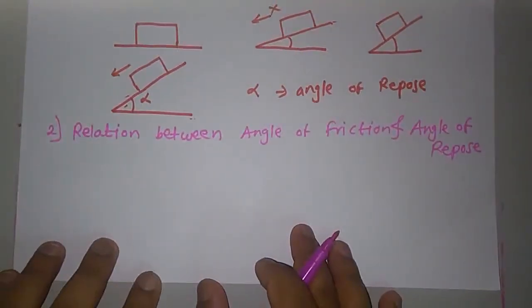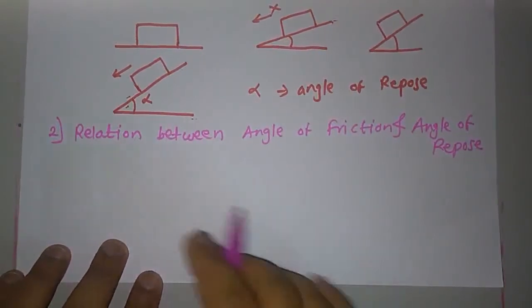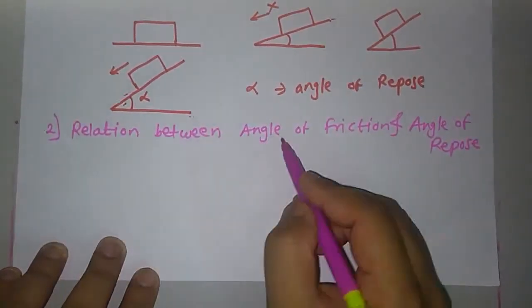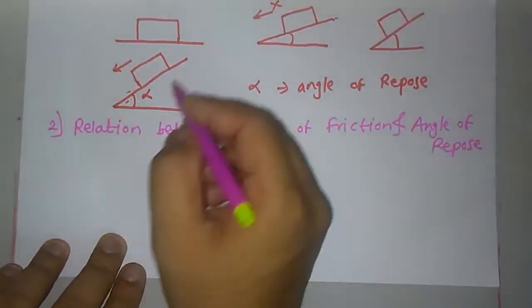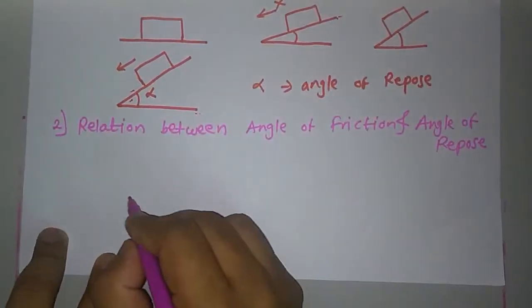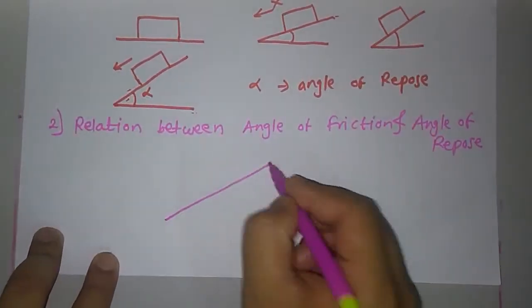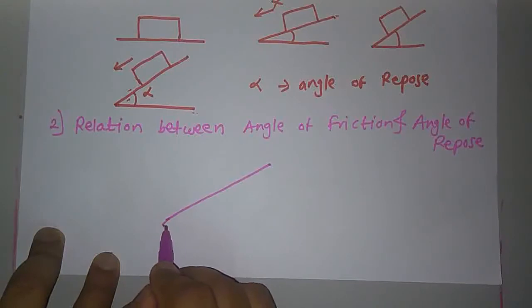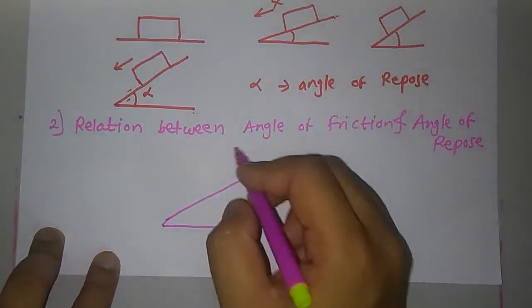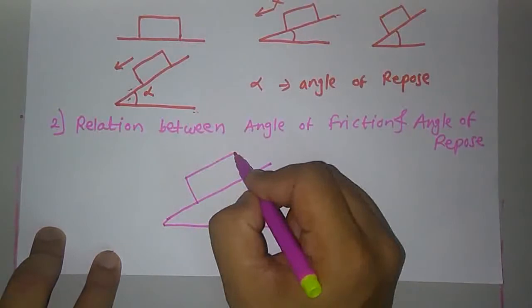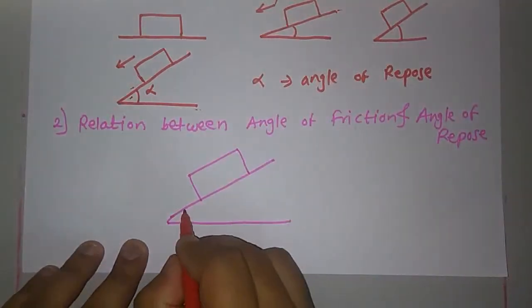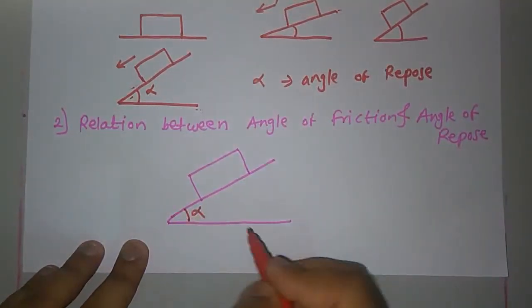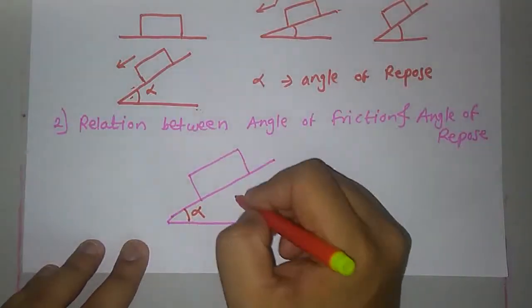Now the last topic from this chapter, Introduction to Friction, is the relation between angle of friction and angle of repose. Again we will take this example. This is the inclined plane, this is the horizontal plane. On this inclined plane this block is resting. Here the angle of repose is alpha.